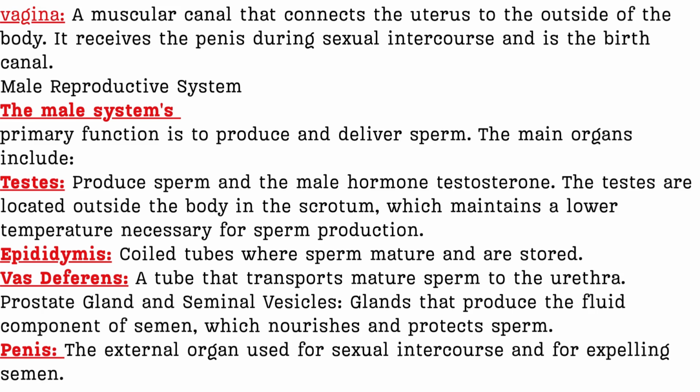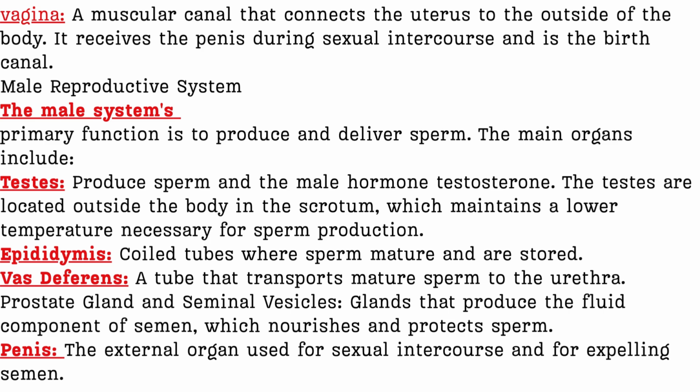Now the next one is the epididymis. It is a coiled tube where sperm mature and are stored. The next one is the vas deferens, a tube that transports mature sperm to the urethra. The prostate gland and seminal vesicles are glands that produce the fluid component of semen, which nourishes and protects the sperm. Now the next one is the penis, the external organ used for sexual intercourse and expelling the semen.